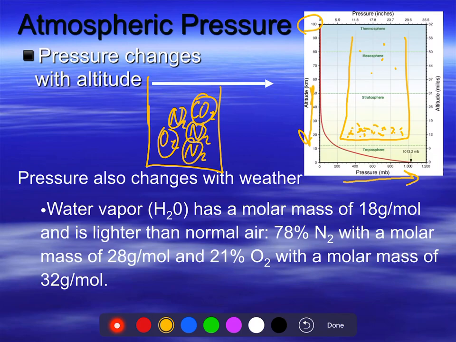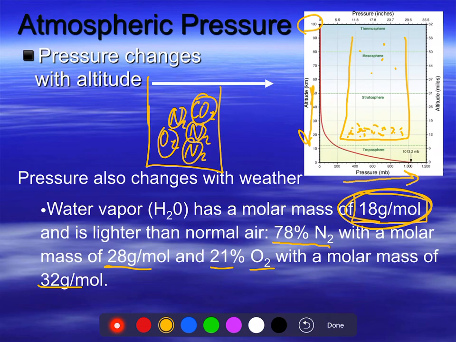So if water vapor has a molar mass of 18 grams per mole, well, if you look at air, air is made up of 78% nitrogen. Well, nitrogen is 28 grams per mole, and we're at 21% oxygen. Oxygen is 32 grams per mole. Well, water vapor is much lighter than nitrogen and oxygen.